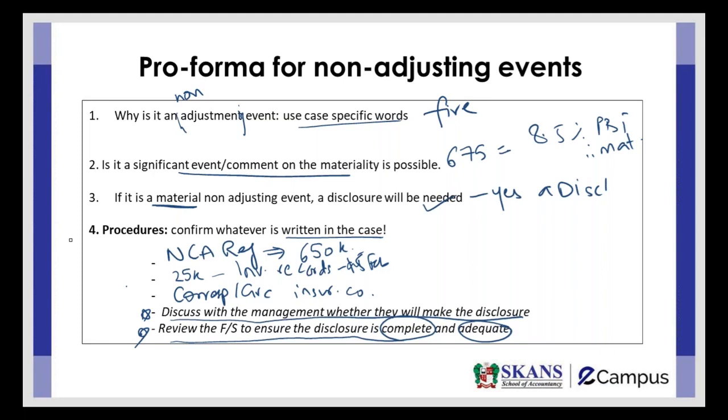Why is it non-adjusting? Is it material? Comment on materiality. If it's material, just simply write that a disclosure will be needed, then procedures from the scenario, but definitely these two procedures as well.